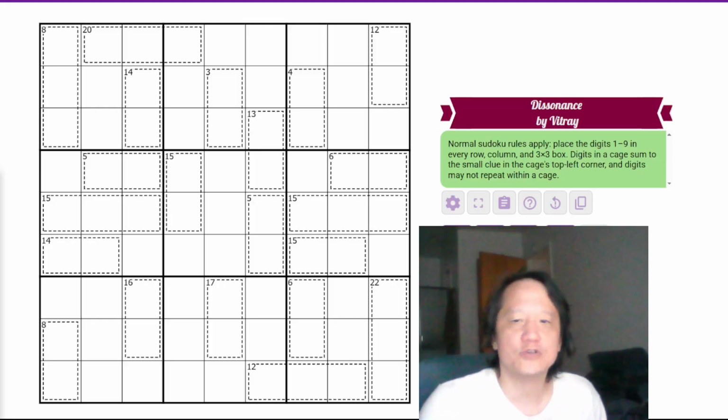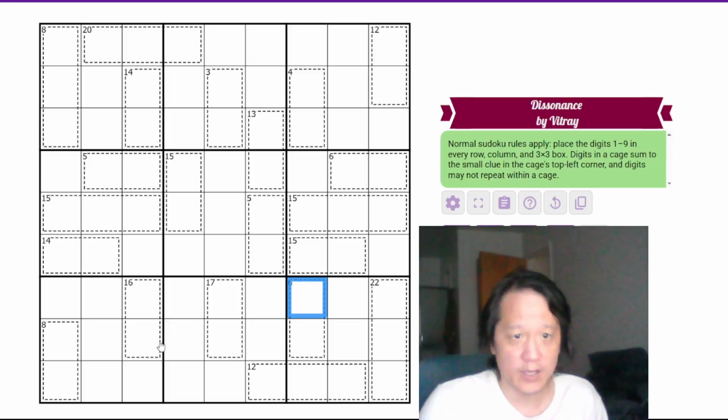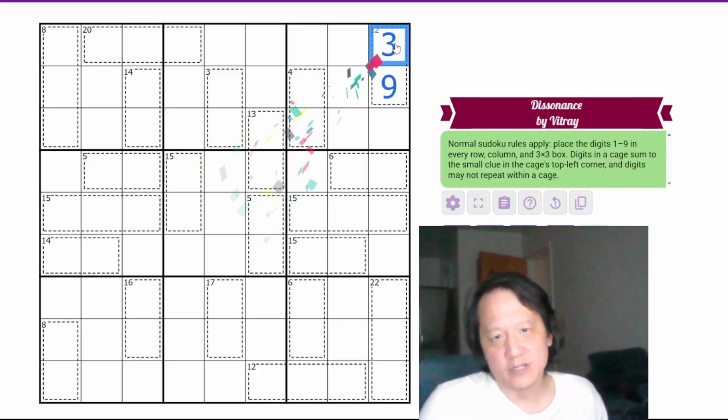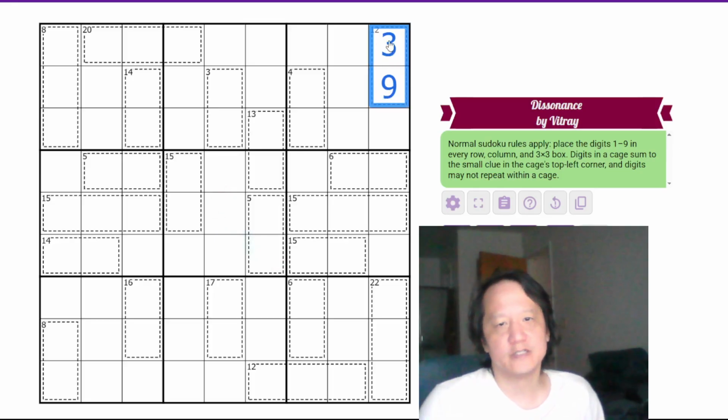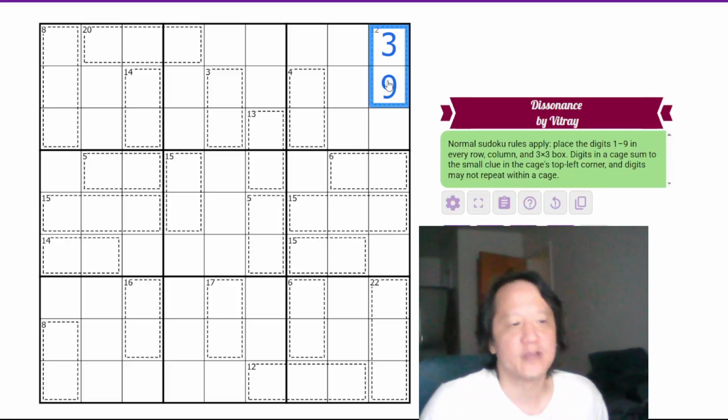We have normal Sudoku rules apply, which is place the digits 1 through 9 in every row, column, and 3 by 3 box. And digits in a cage sum to the small clue in the cage's top left corner, and digits may not repeat within a cage. So, for example, if we had a 3 here, this would have to be 9, because these two digits must add up to 12, because they are the only two digits in the cage, which has 12 in the upper left-hand corner. And those are all the rules.